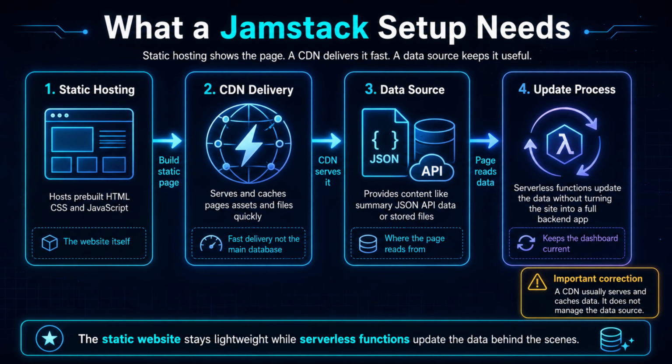Okay, now I want to move back to the CDN and static website part of the development. A Jamstack-style web application normally needs a few key pieces. First, it needs somewhere to host the static website. Second, it needs a CDN to serve the page's assets and data quickly. Third, it needs a data source, like a JSON file, API, or storage layer. And finally, it needs a way to update that data without turning the website back into a full backend application.